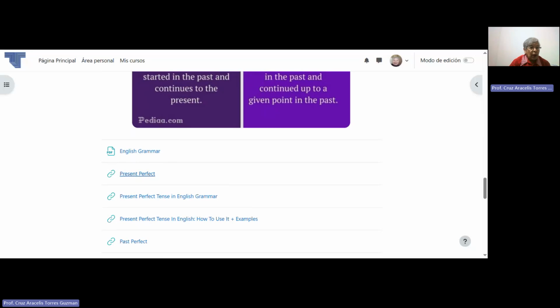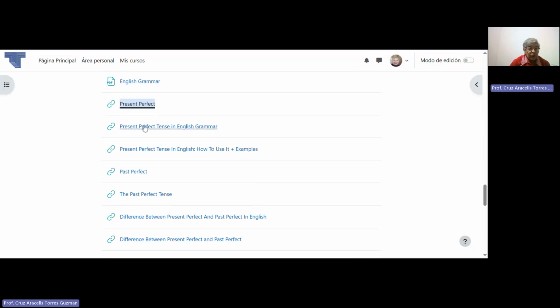When we are talking about our experience up to the present: I have seen that film and I have played the guitar ever since I was a teenager. He has written 3 books and he is working on another one. This is how the British Council works with the present perfect. Here is the grammar, how we have to use it in the quiz, okay?